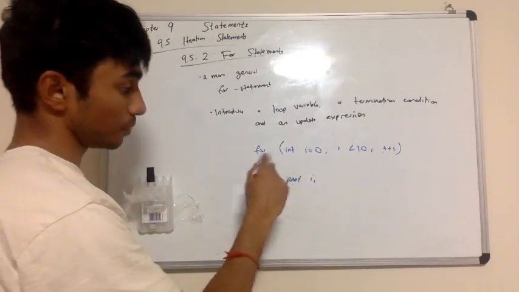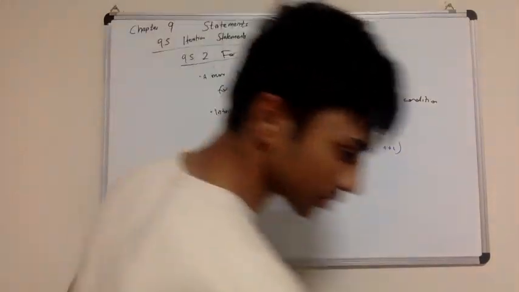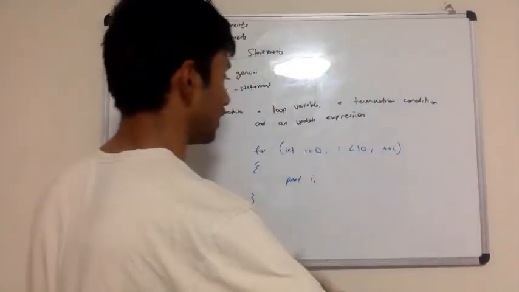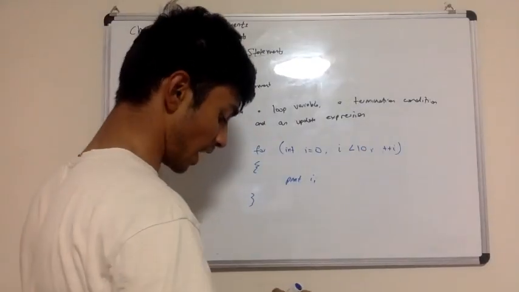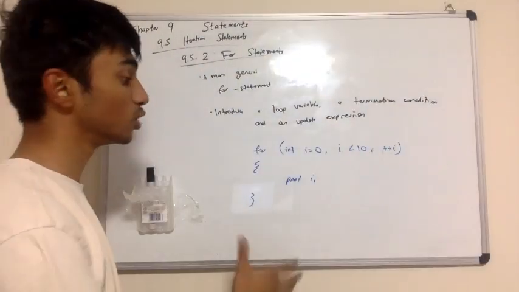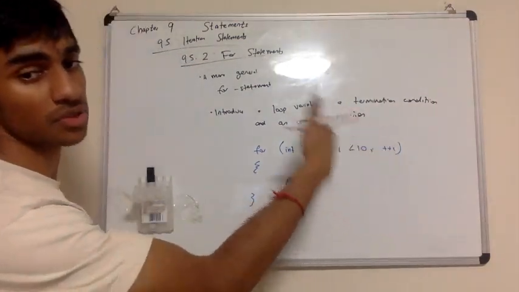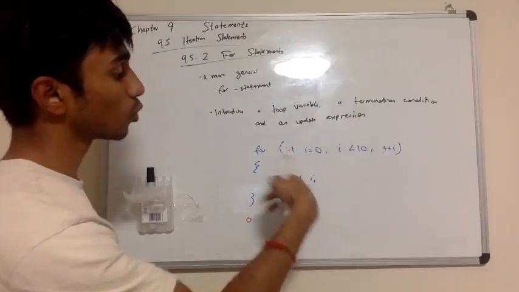So i is set to 0. Is the condition true? Yes, because 0 is less than 10. That is true. So we are happy to run the loop. So we print i, which is 0. And then we run the update expression, which is i plus plus, which means increment i by 1. So i becomes 1. We repeat.